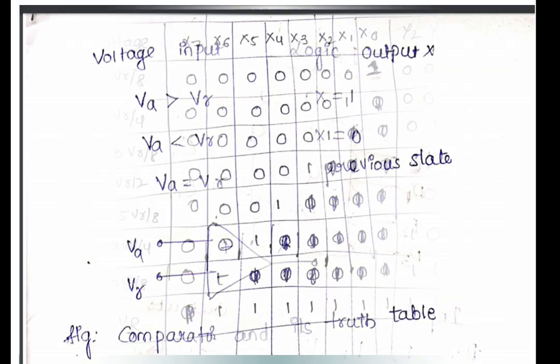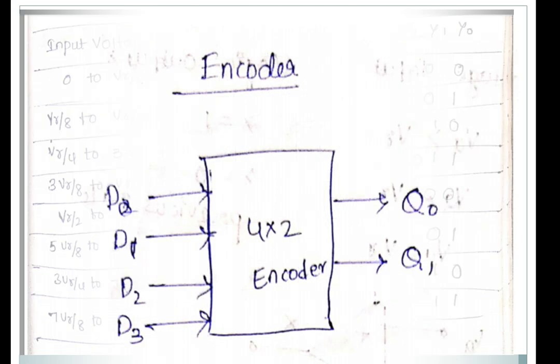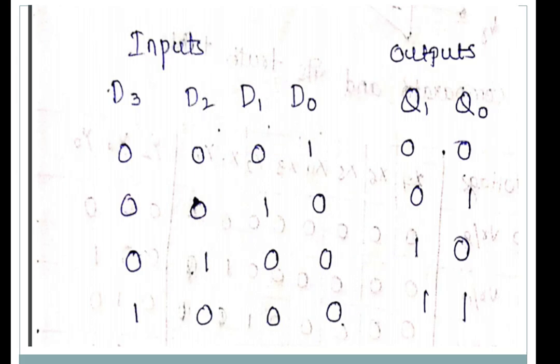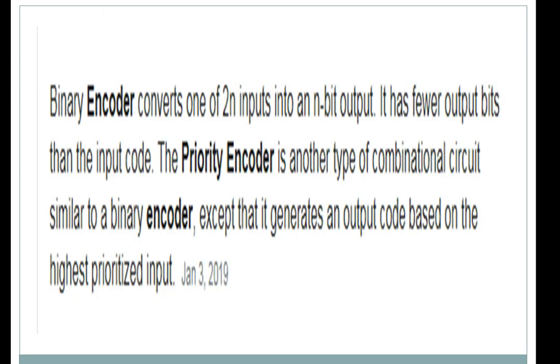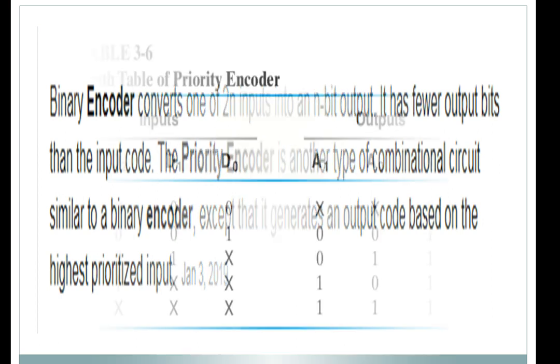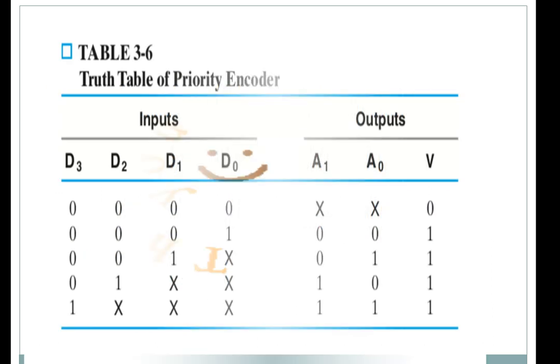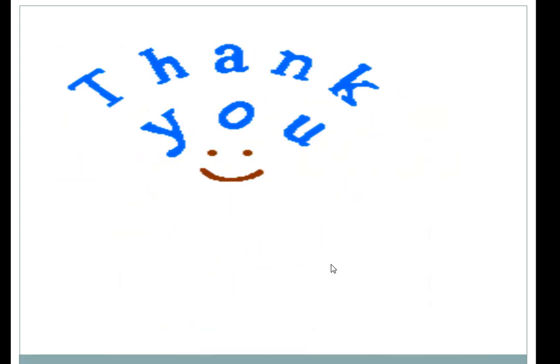Hope you understood the topic. The advantage is that it is the fastest among all, and the disadvantage is that it requires more hardware. That's why the complexity of the circuit will be high.